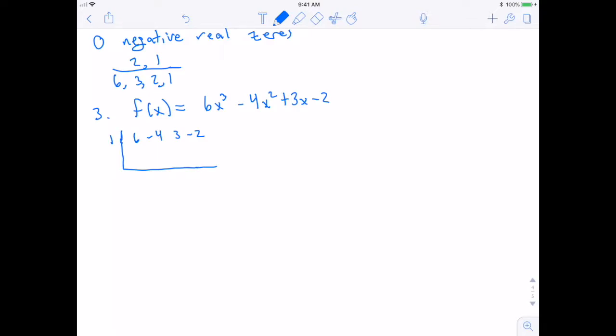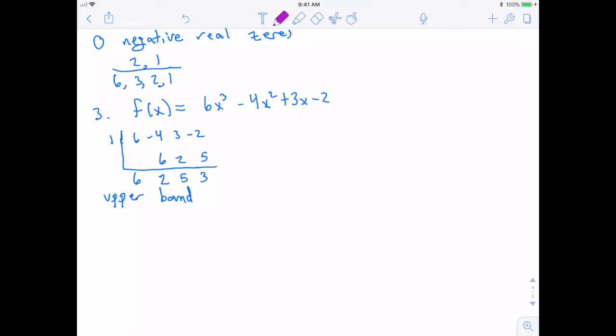And let's start working. 6 goes outside. 6 moves up. -4 plus 6 is 2. 2 moves inside. 3 plus 2 is 5. 5 times 1 is 5. -2 plus 5 is 3. And that means that this is an upper bound. So we don't need to try any numbers bigger than 1. We need to start looking at fractions.